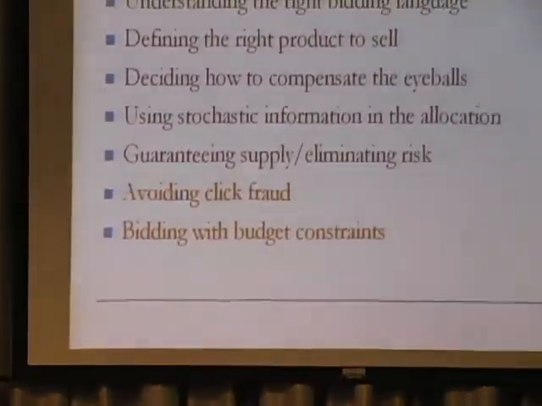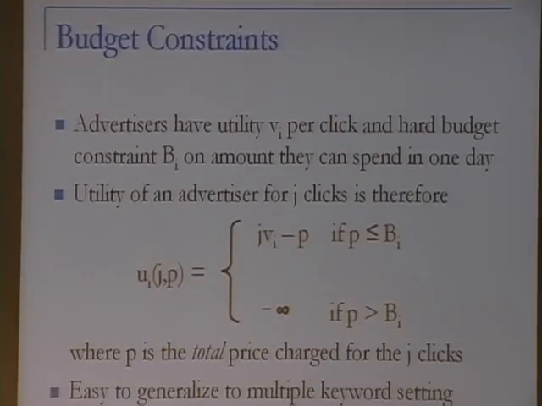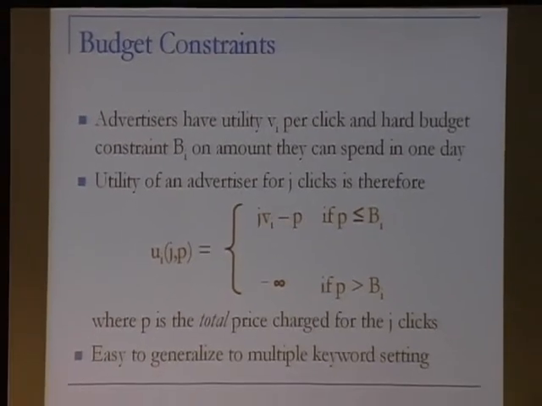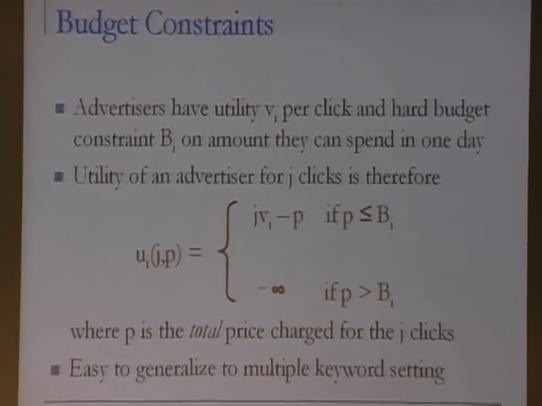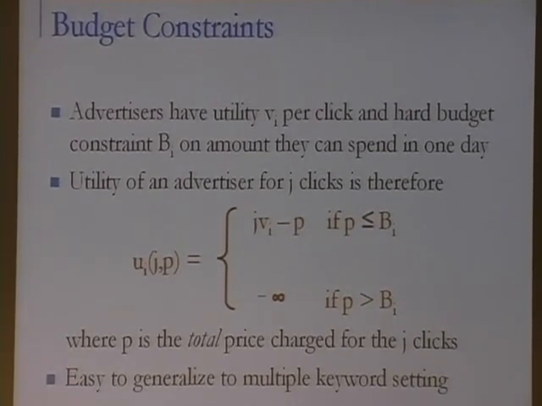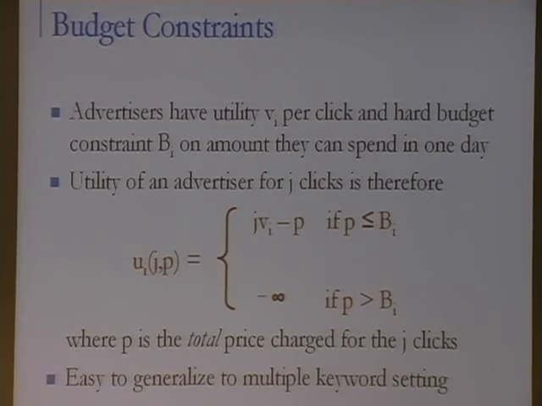So let me move on to the bidding with budget constraints work. So let's talk about budget constraints. Advertisers have a utility v_i per click, per keyword. Let's just focus on one keyword for this definition. So they have a utility of v_i per click, and they have a hard budget constraint b_i on the amount they can spend in one day.